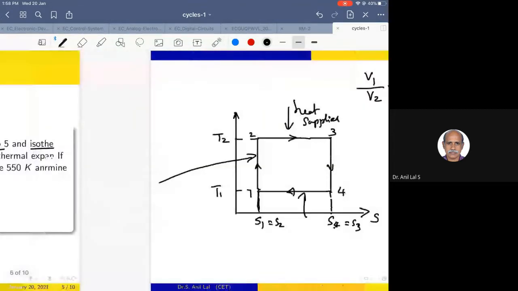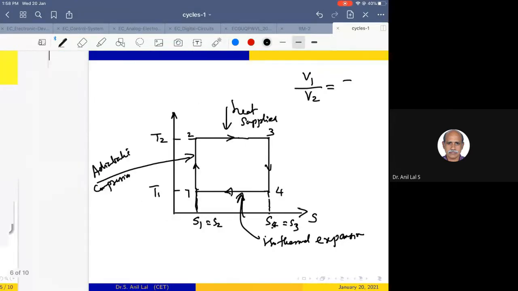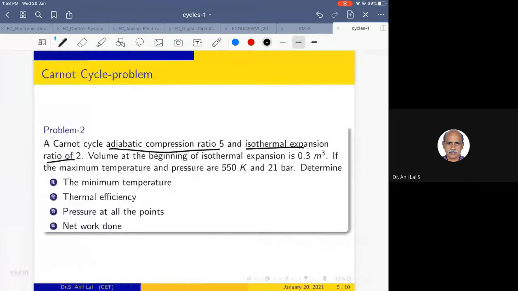What is isothermal expansion? Isothermal expansion is during 4-1. This is isothermal expansion. So this is adiabatic compression. For the expansion, what do you mean by expansion ratio? So this is what is called the expansion ratio. It's expanding. The expansion ratio value is 2. So definitely the volume after expansion will be more. That's why it becomes 2.